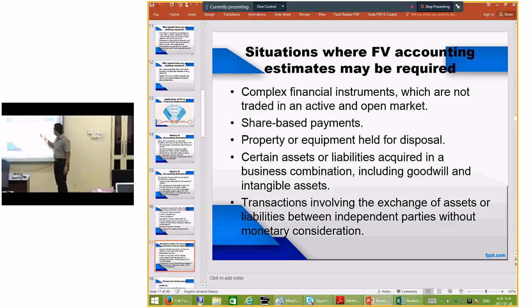So situations where fair value accounting estimates may be required. As we discussed: financial instruments, share-based payments, right, property, plant and equipment held for disposal. That is as per SLFRS 5. Non-current assets held for disposal, right. Assets and liabilities acquired in a business combination, including goodwill and intangible assets. Transactions involving the exchange of assets or liabilities between independent parties without monetary consideration. You will find some of the examples. So you will have a lot.